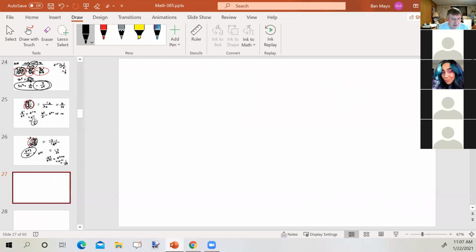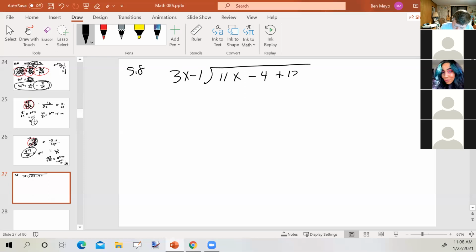I'll tell you what it is. 8.2, number 5, part 2. Okay, the second part. So it's 3x minus 1, and then the dividend is 11x minus 4 plus 12x cubed minus x squared. So have I got that written out correctly?